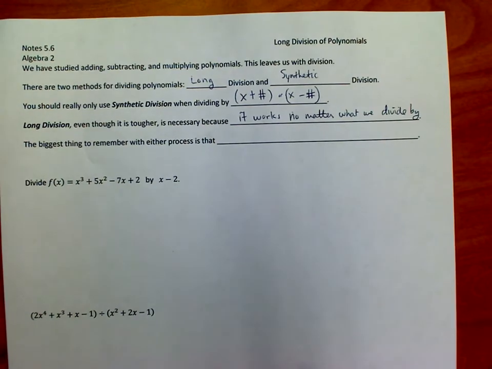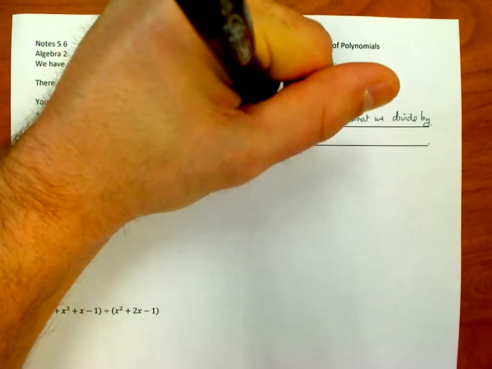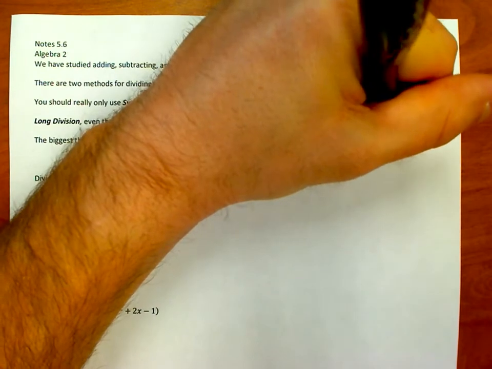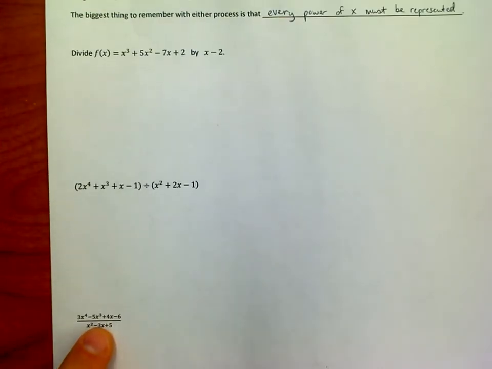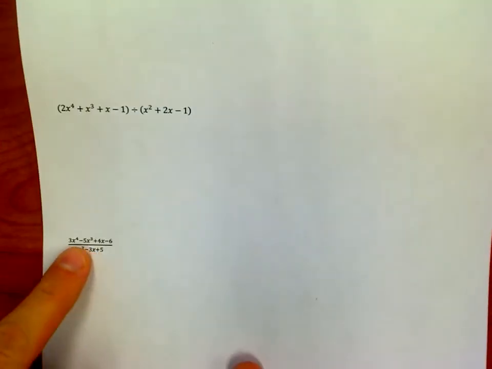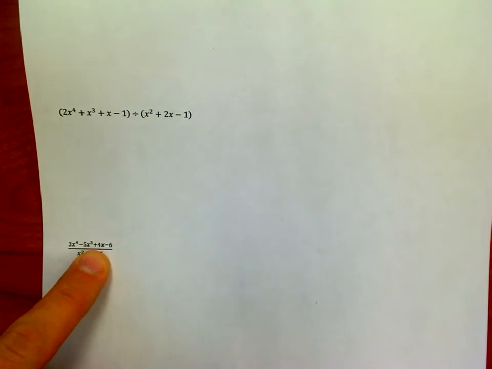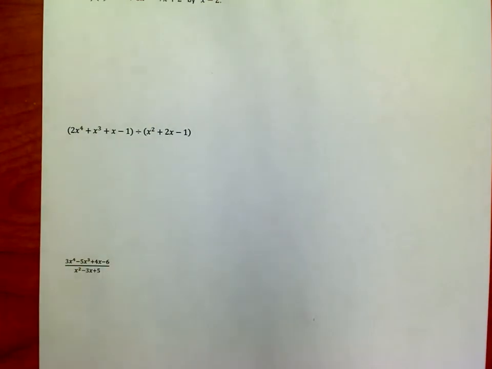The biggest thing to remember with either process is that every power of x must have a place. It must be represented. And we're going to see that whenever we do this bottom problem down here. What I'm referring to is the fact that it says 3x to the fourth, 5x cubed. There's not an x squared. It goes right down to the 4x. It skips over the x squared. So we need to find a way to represent the x squareds in this problem. And we're going to see that in the third example whenever I go through that video.